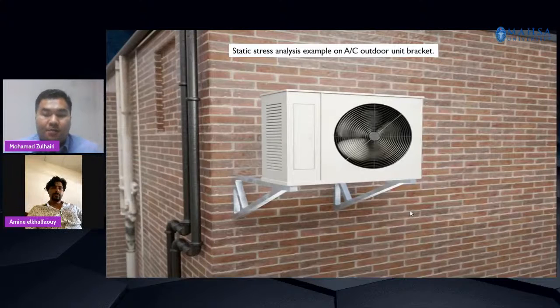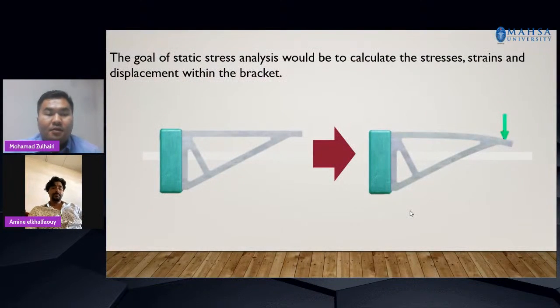Okay, let's start with the example. We have an outdoor air conditioning unit bracket, so it will be supported by two brackets. Right now we want to analyze the static stress that happens on the bracket. As shown in the slide, the goal of the static stress analysis is to calculate the stress, strains, and displacement that happen within the bracket.